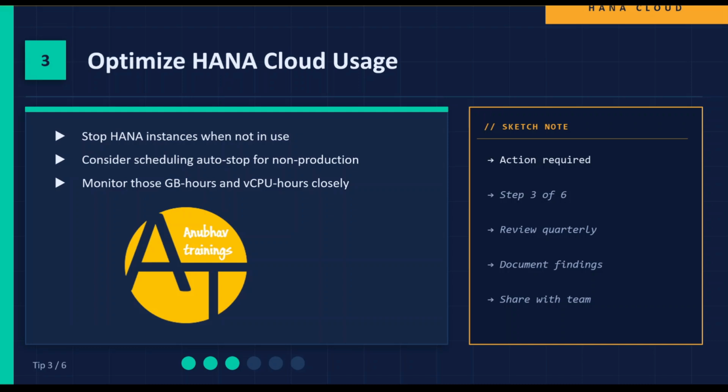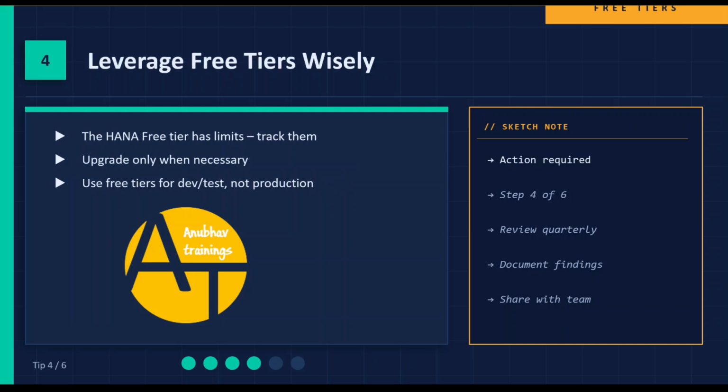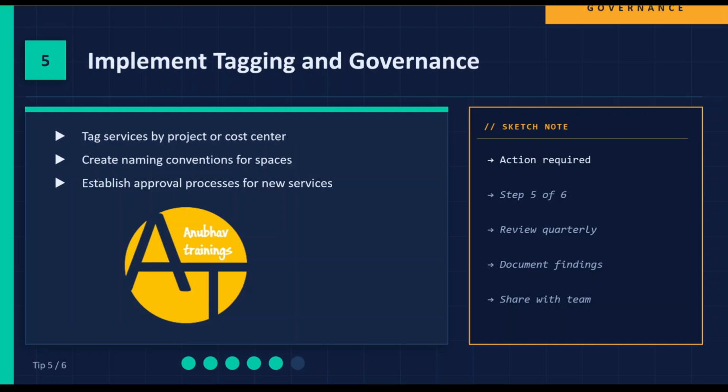4. Leverage free tiers wisely. The HANA free tier has limits, track them. Upgrade only when necessary. Use free tiers for dev/test, not production. 5. Implement tagging and governance. Tag services by project or cost center. Create naming conventions for spaces. Establish approval processes for new services.